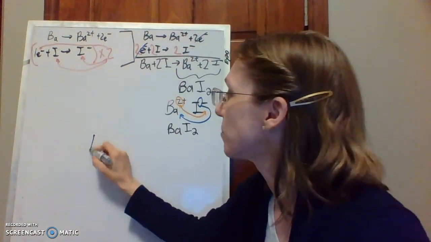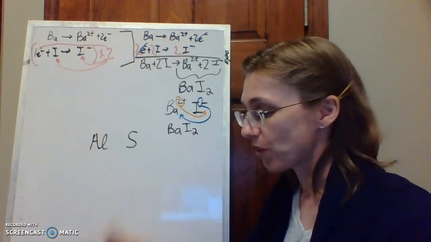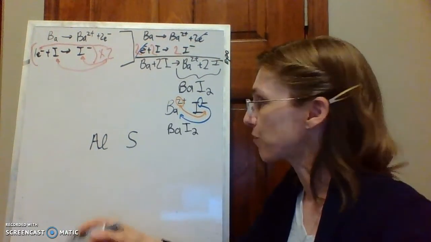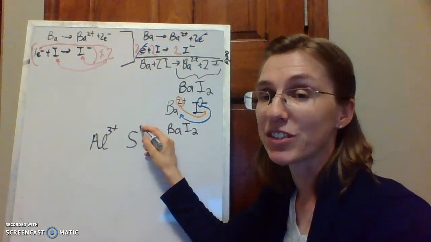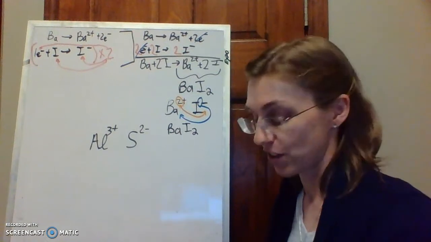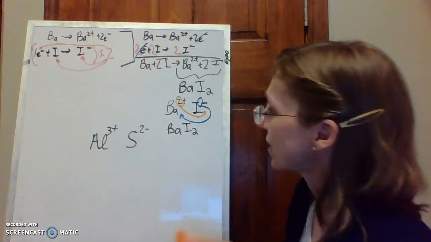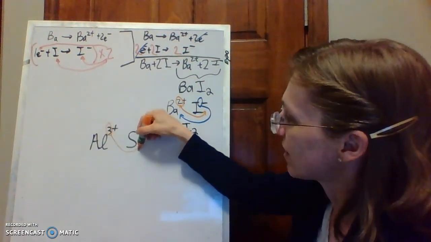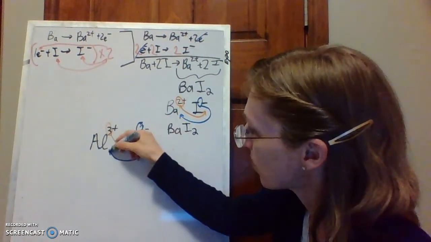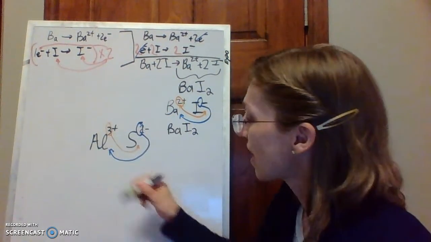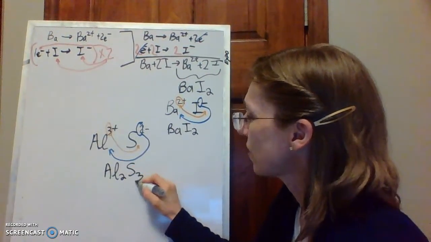Okay? Let's do aluminum and sulfur. Okay? Aluminum, we know from our periodic table, look at its position, it's in the 3A column, it's got a +3 charge. Sulfur is in the 6A column, it needs 2 more electrons to get up to the octet, noble gas configuration, and so it's got a -2 charge. Let's go ahead and do that shortcut. The 3 comes down as a subscript there. The 2 goes as a subscript over there. And so the ionic compound is Al2S3.